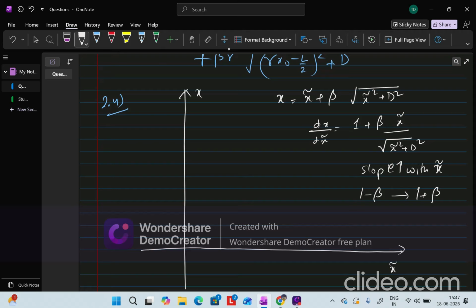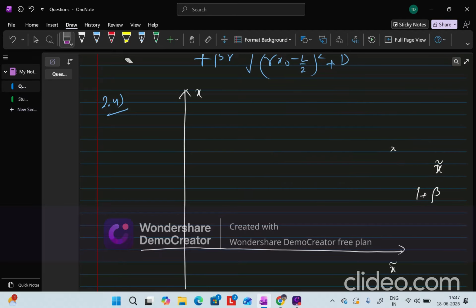Hence my function will be somewhat like this. I expect my function to be somewhat like this. Yeah, so my relation between x and x tilde should be somewhat like this. It will be a convex function. So I don't think you need this portion. Let me drop this. Yeah, so basically my relation between x and x tilde will be a convex function like this.